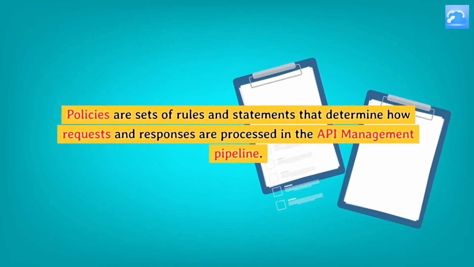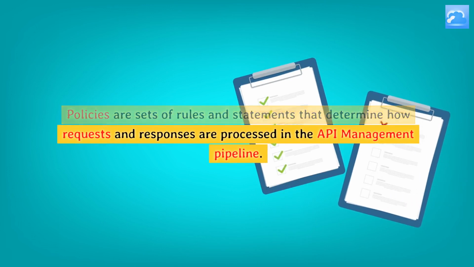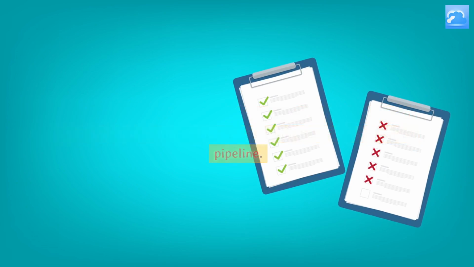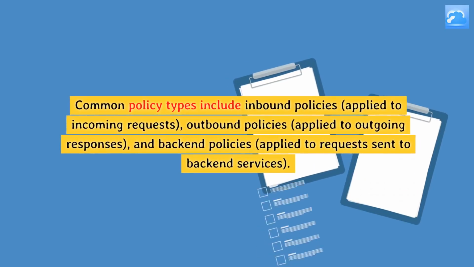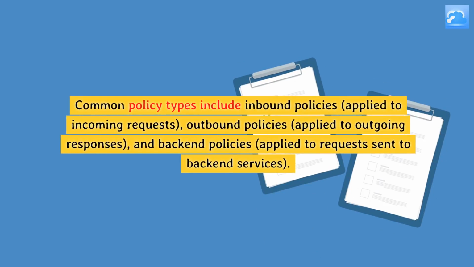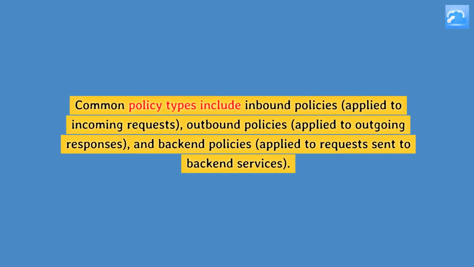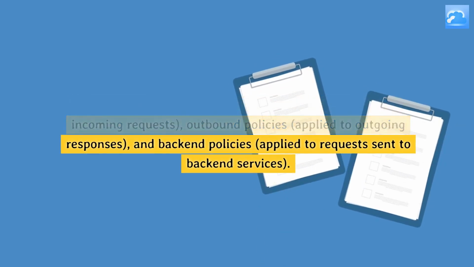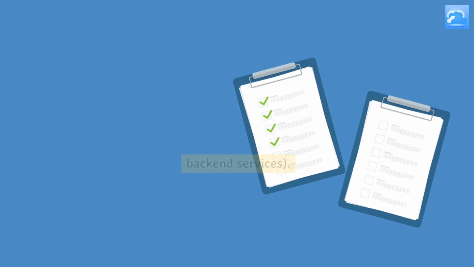Policies are sets of rules and statements that determine how requests and responses are processed in the API management pipeline. Common policy types include inbound policies, applied to incoming requests, outbound policies, applied to outgoing responses, and back-end policies, applied to requests sent to back-end services.